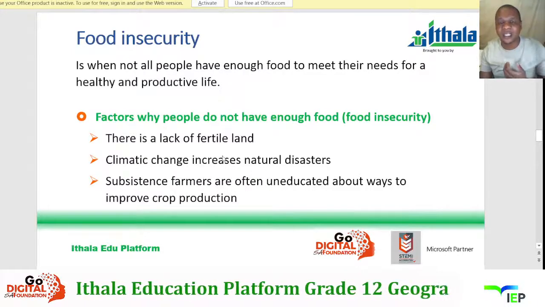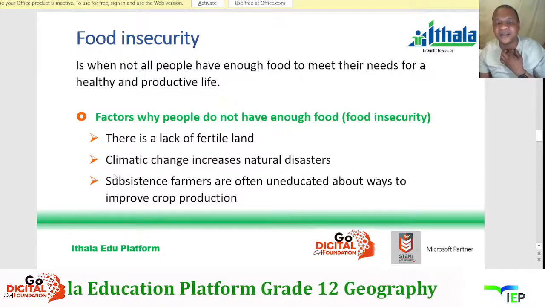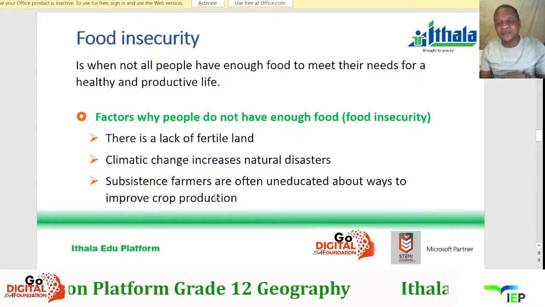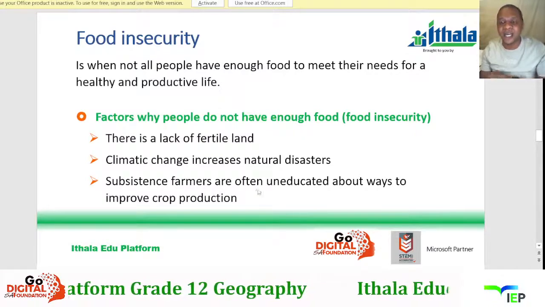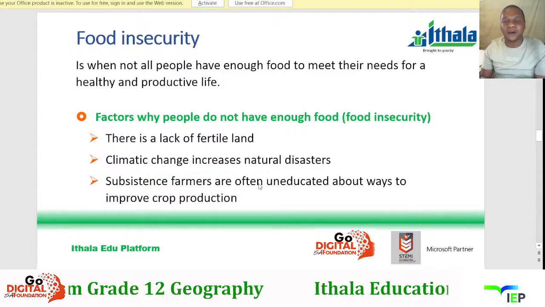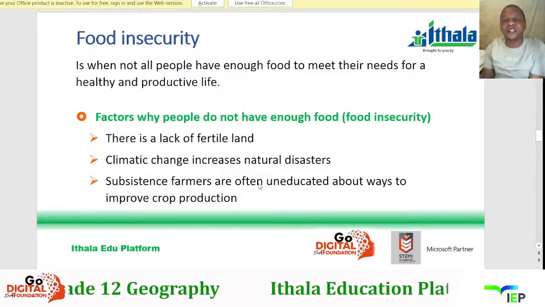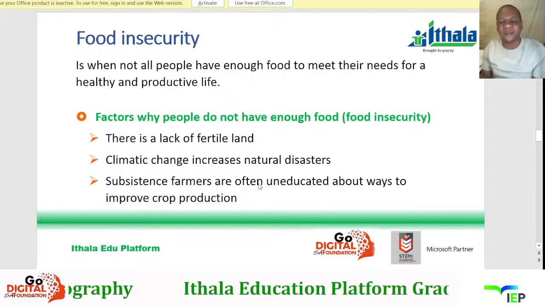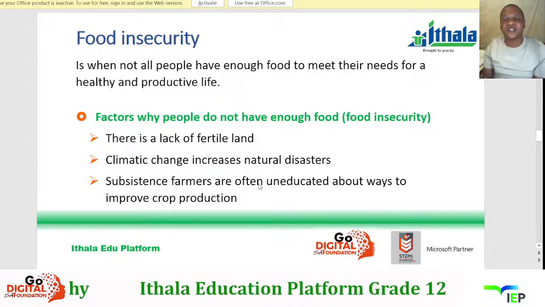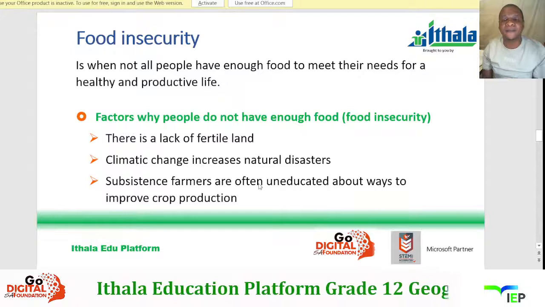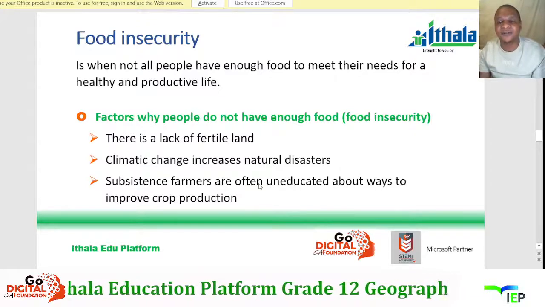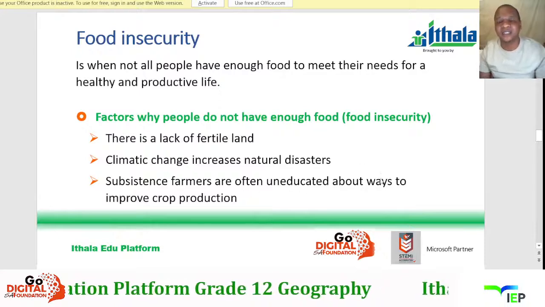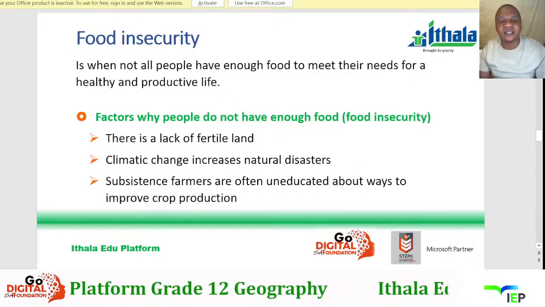then end up being washed away. Then lastly, the subsistence farmers. Subsistence farmers in South Africa, most of the time are not educated about the ways to improve crop production. So subsistence farming or farmers singishilo ekuqaleni grade 12 ngathi la, the aim of these farmers is just to feed themselves and their families. Right.